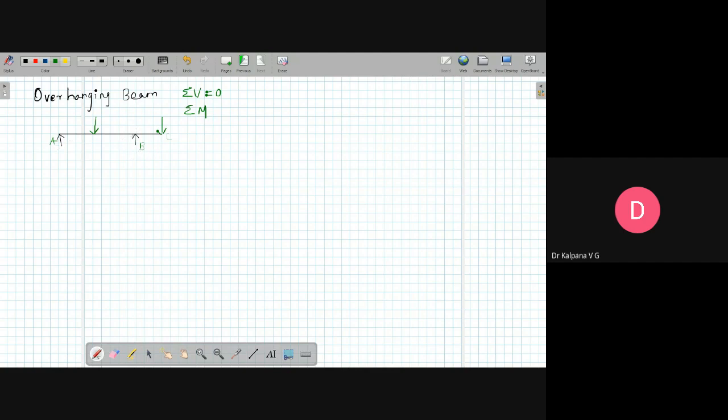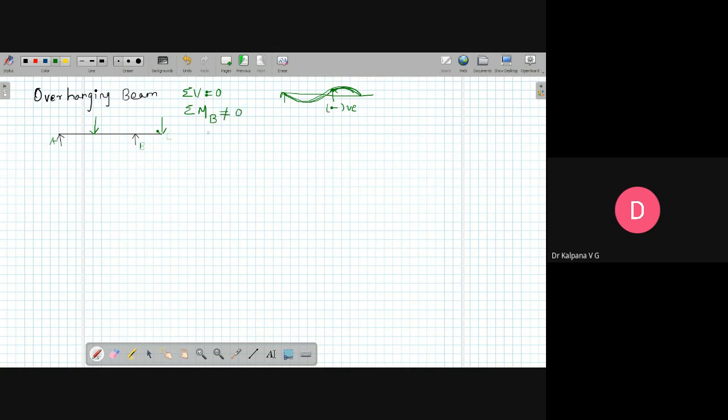Since support B is in the middle portion, it is in the mid of the beam. So there will be some negative moment at the support. Considering the deflection profile of the beam, between the simple supports it will be like this, and for the cantilever it will be like this. So you will have a negative moment at the mid support. So we cannot write sigma MB equal to 0 in this case.